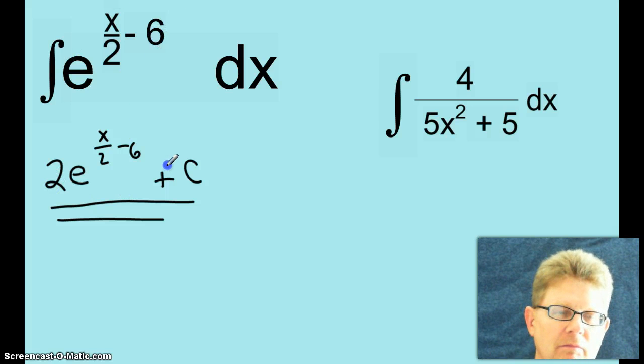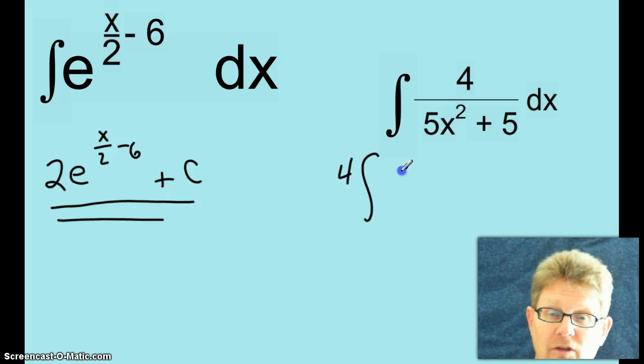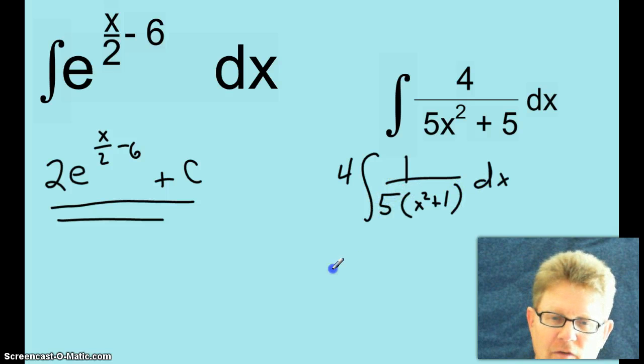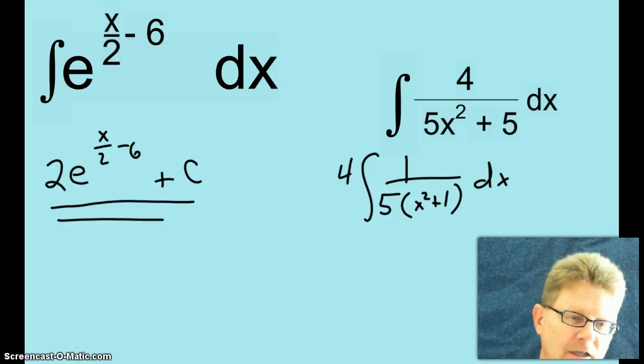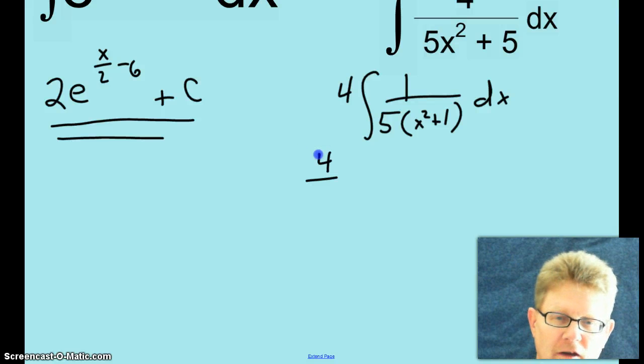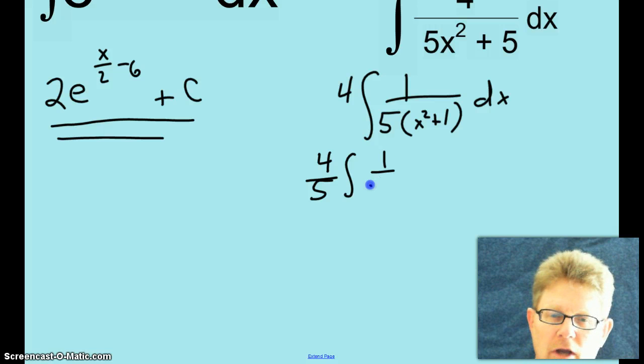Yes, I know, it takes a little bit of work. Oh, hey, this one, fun times, let me tell you. Let's go ahead and move that constant out front. 4 times the integral of 1 over, hey, can we factor out a 5 here for me, please? Yes, x squared plus 1 dx. Let's go ahead and move this constant out front as well. But yes, I'm over in this corner again. 4/5 times the integral of 1 over x squared plus 1 dx.